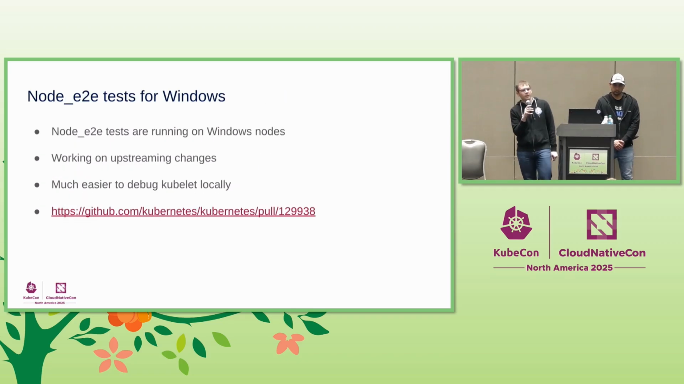Another big focus on Windows is just CI signal for Windows. Over the past couple of releases, Yuan Liang here has done a lot of work to get the Windows Node E2E tests running in Kubernetes. If you've ever contributed to Kubernetes, you'll see test grid, which is a huge collection of all of the different CI jobs that are run here. And there's many different levels of CI in the project. There's unit tests, integration tests, E2E tests, which actually spin up a cluster and simulate workloads in the cluster.